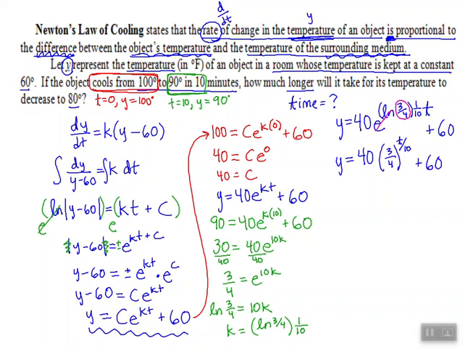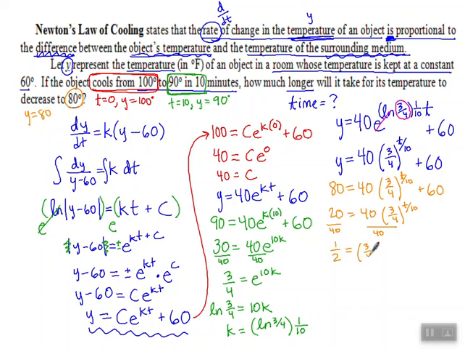Now, to the question. How much longer will it take for the temperature to decrease to 80 degrees? So now I'm looking for the time when y equals 80. Let's plug 80 in for y. 80 equals 40 times 3/4 to the t over 10 plus 60. First we subtract 60 from both sides, so 20 equals 40 times 3/4 to the t over 10. Divide both sides by 40. That makes 1/2 equals 3/4 to the t over 10.